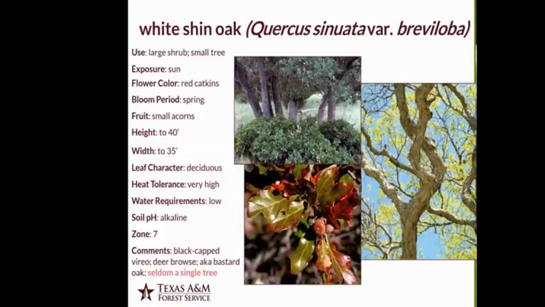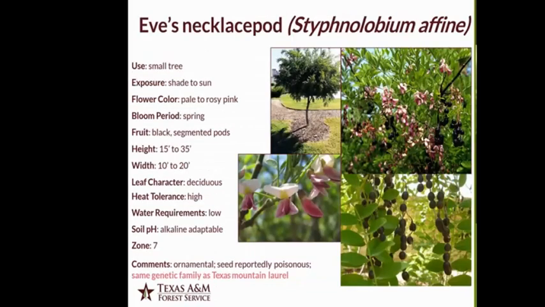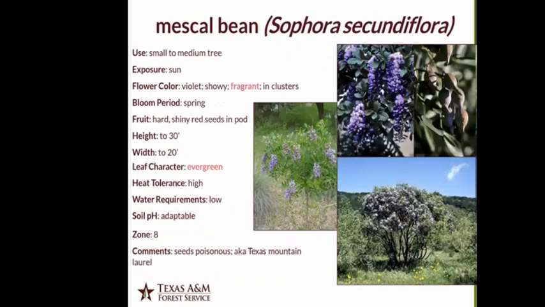All right, other nice trees: white shin oak. These are small scrubby oaks. Eve's necklace pod is in the same genetic family as Texas mountain laurel, but they have these cool leaves with the coffee bean looking leaflets. Mescal bean, which is y'all's Texas mountain laurel tree of the month. Obviously a great tree, it's evergreen, and it has those really great smelling flowers.